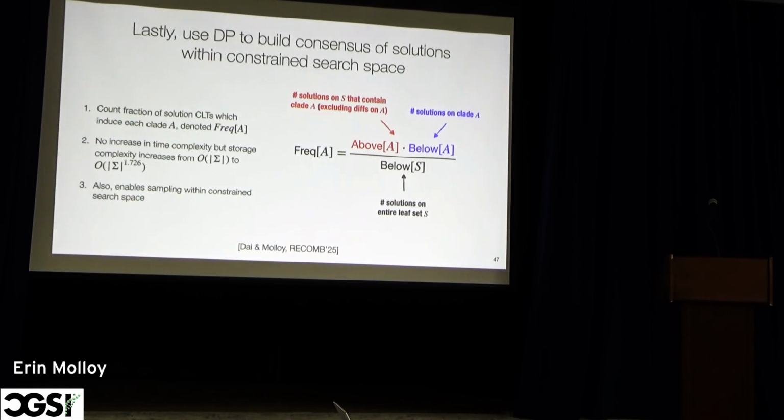Okay, so the last thing I'll note is that once you do this dynamic programming, you have a matrix, and you can actually use your dynamic programming matrix to find the consensus of all solutions that lie within that constrained search space. And to do that, you just need to count the fraction of solution cell lineage trees that induce each clade A. And you can do this without increasing the time complexity and having some increase in storage complexity. And then lastly, you could even use that dynamic programming matrix to sample from the space of solutions. And so we basically added this on top of the method.